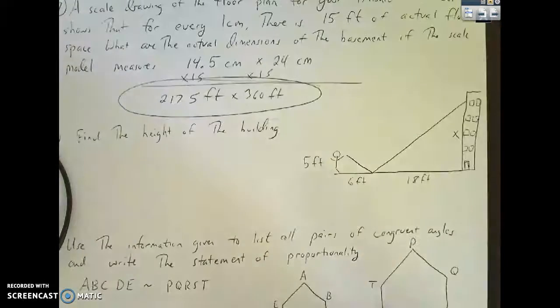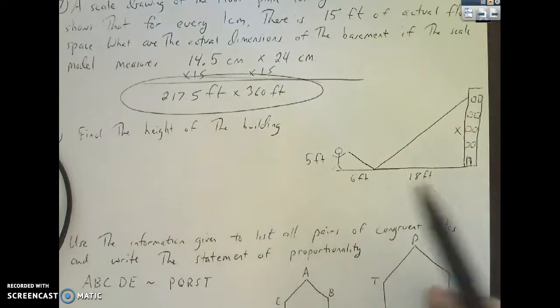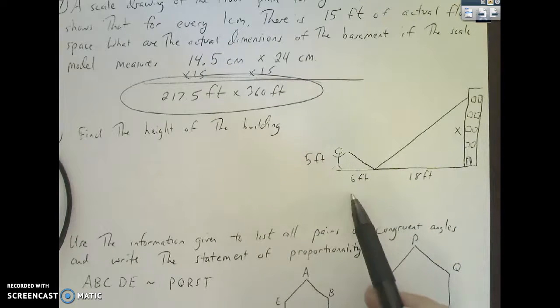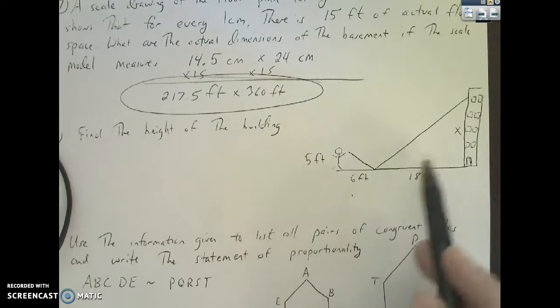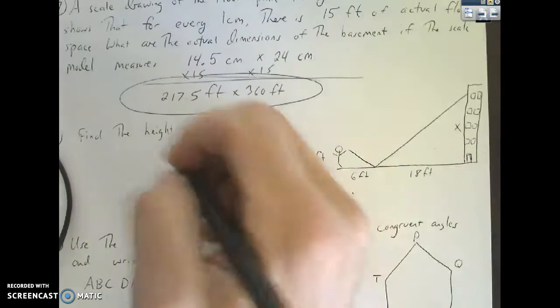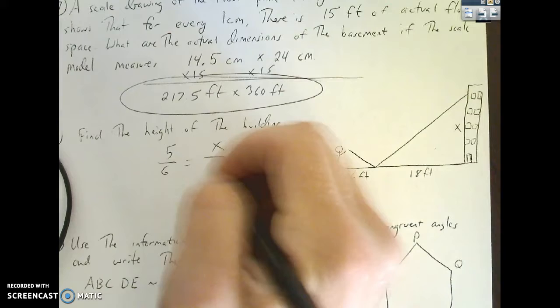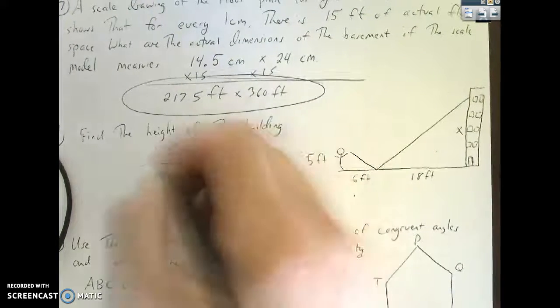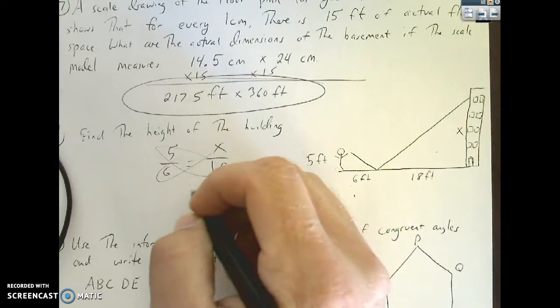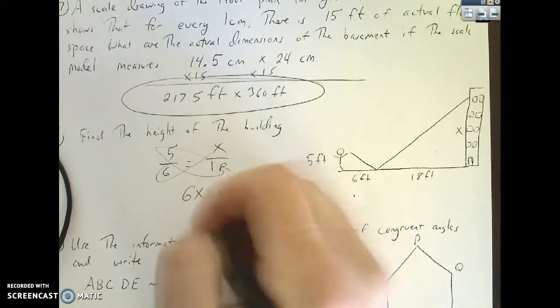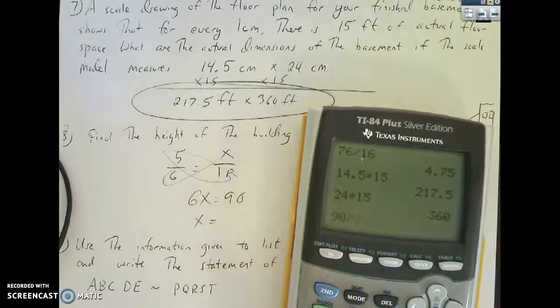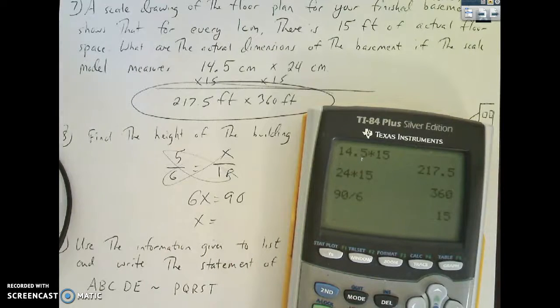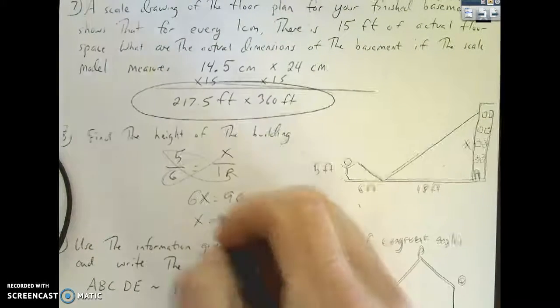Find the height of the building. We did one just like this. You have two options here. I'm going to go 5 over 6. Okay. Height of the person over the length equals x over 18. So 5 over 6 equals x over 18. Cross multiply. So let's see here. That's 6x equals 90. 90 divided by 6, 15. So it's a 15-foot building.